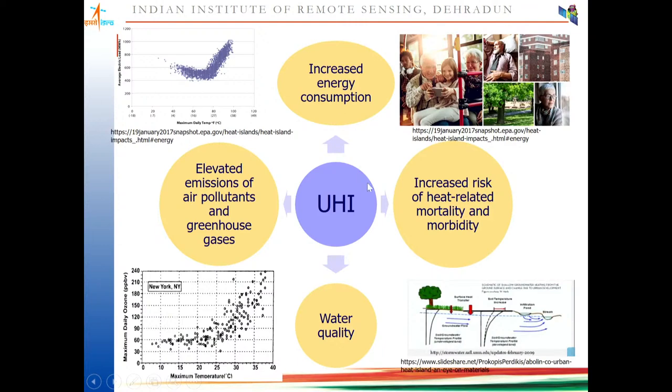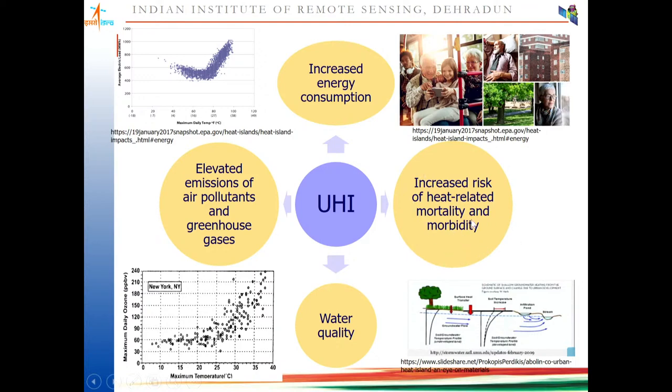Now, some person may argue that if the heat is more, then we can use some mechanical means to keep our thermal comfort. But there are some very serious side effects of urban heat islands. First comes increased energy consumption. As temperature increases, energy consumption also increases in urban areas, because the cooling load increases. And there is increased risk of heat related mortality and morbidity.